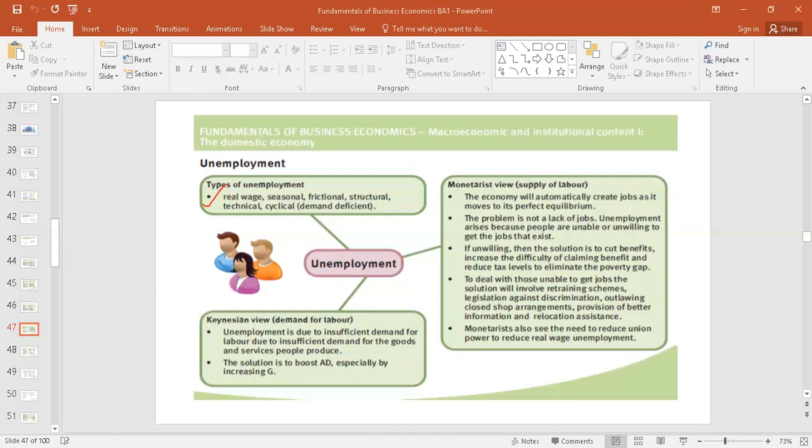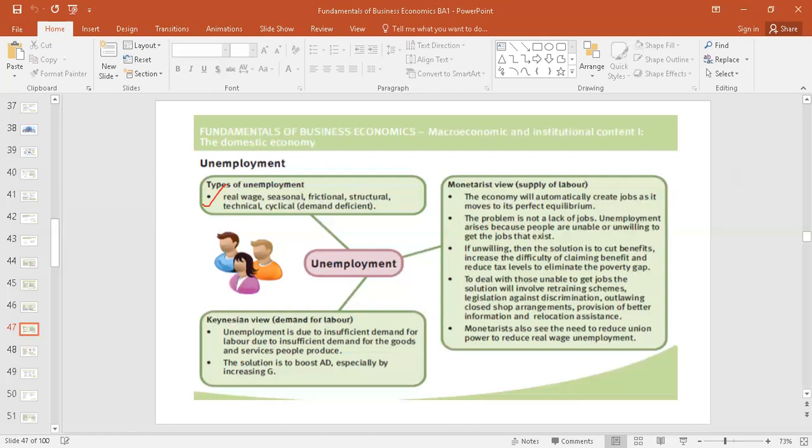So whenever there is a change in the structure or the skill set, or because of technical changes that happen, if the people are not employed because they do not possess those skills or they are not equipped with the required skills, then they are unemployed. So that is structural or technical unemployment.